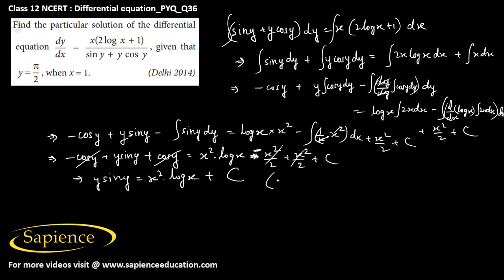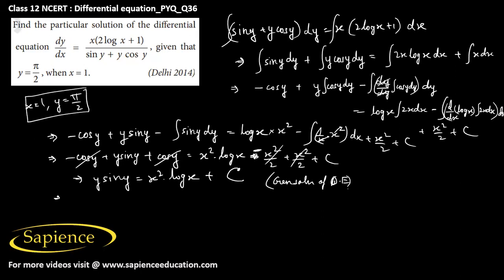So this is the general solution of the given differential equation. But here, actually, the particular solution has been asked, since here it is given x equals 1 when y equals pi by 2. So by using this, we have to find the value of this arbitrary constant.